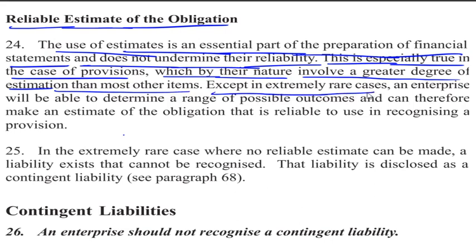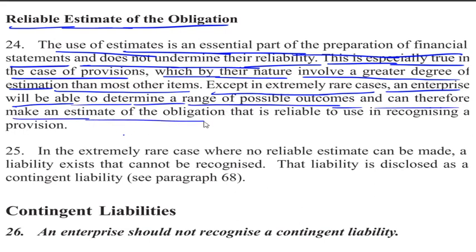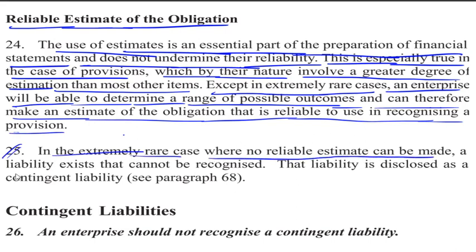Except in extremely rare cases, an enterprise will be able to determine a range of possible outcomes and can therefore make an estimate of the obligation that is reliable enough to use in recognizing a provision. In the extremely rare case where no reliable estimate can be made, a liability exists that cannot be recognized. That liability is disclosed as a contingent liability.